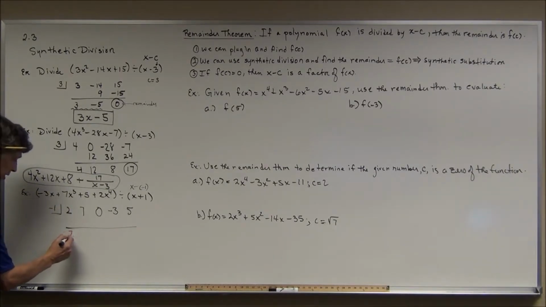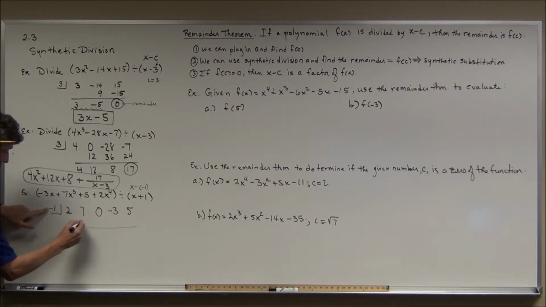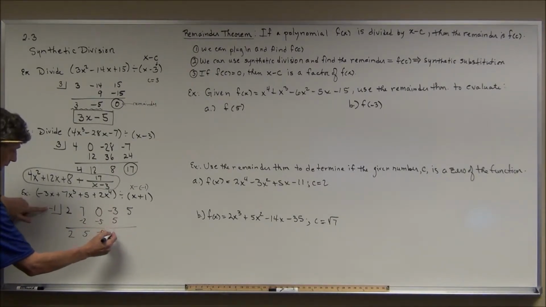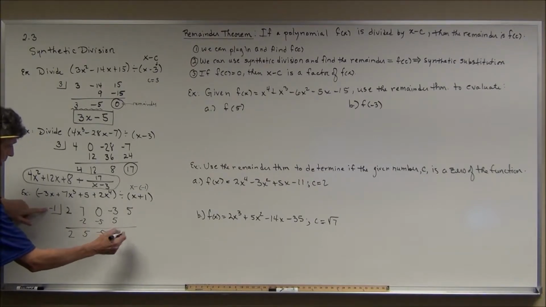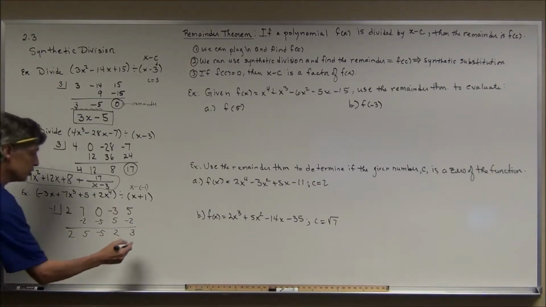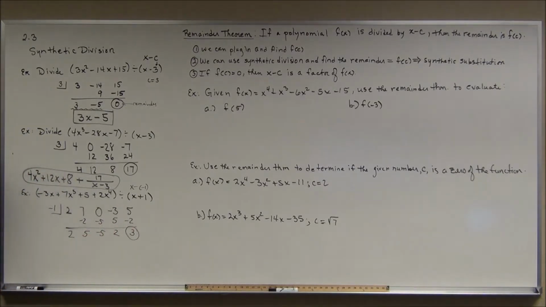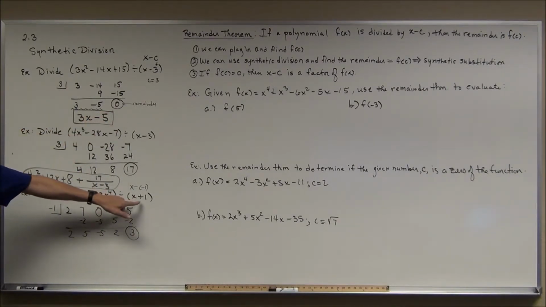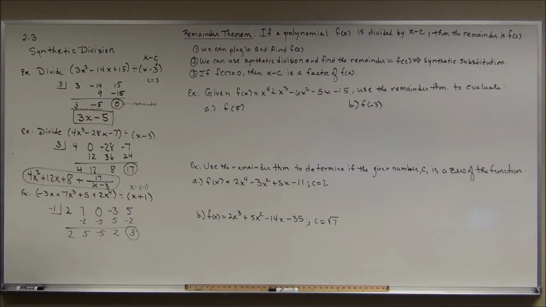First one comes straight down, then I multiply, that would be negative 2, then I add 5. Then I multiply, negative 5, then I add negative 5. Then I multiply, positive 5. Then I add positive 2. Then I multiply, negative 2. Then I add positive 3. Circle that. That's my remainder. I can already tell you right now, because my remainder is not 0 like it was in this example, x plus 1 is not a factor of that polynomial.